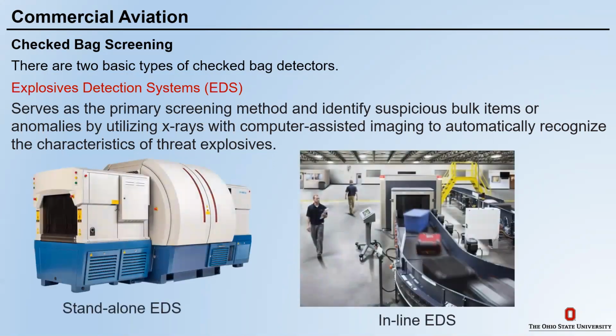Now we have two pictures here. On the left side, it is a picture of a standalone EDS. On the right side, it's called inline EDS because it has been embedded in a conveyor system of baggages. So it's a part of this conveyor system. It's automatic. It's more convenient than the standalone EDS on the left.